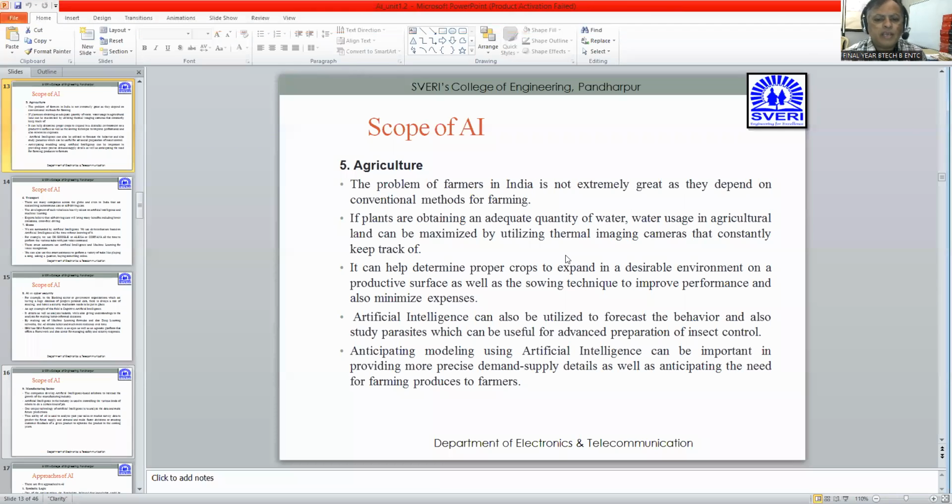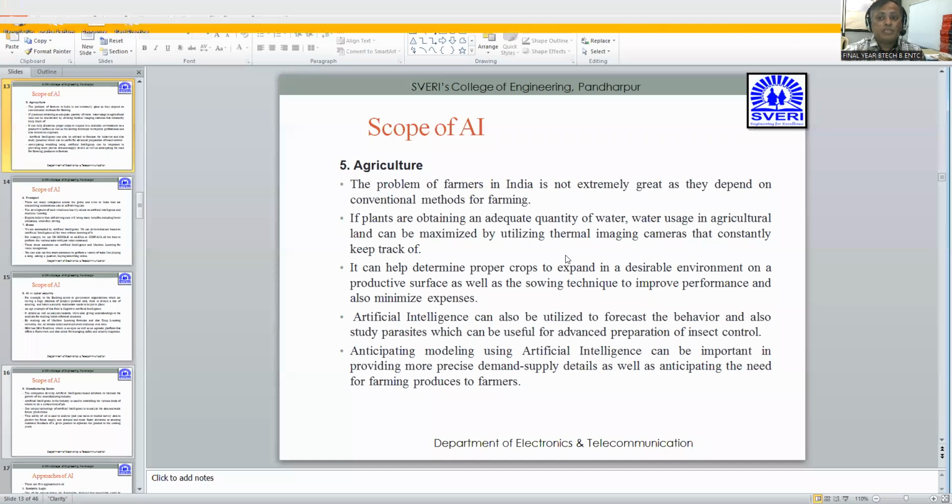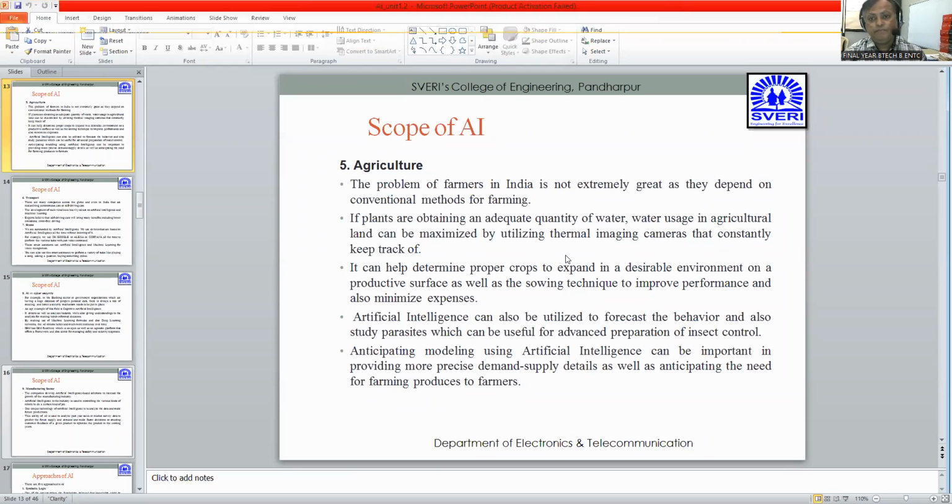Anticipating modeling using AI can be important in providing more precise demand supply details, as well as anticipating the need of farming produces to farmers. So through artificial intelligence, you can anticipate a lot of things. That is what is the demand and supply.